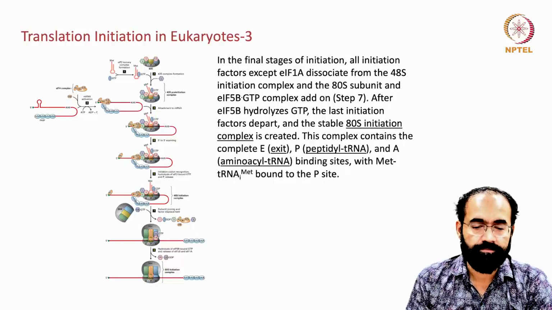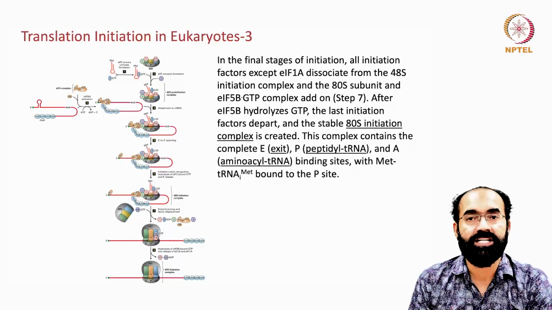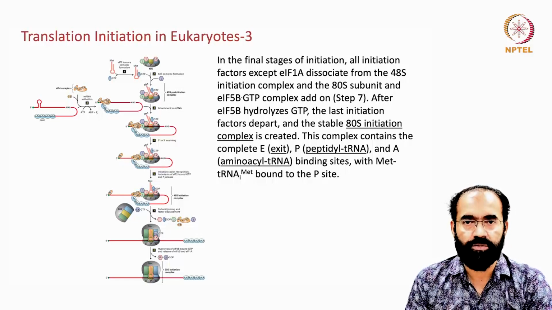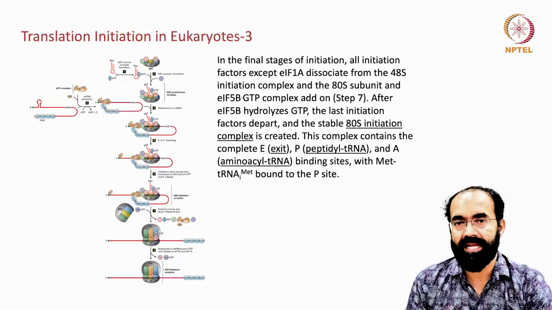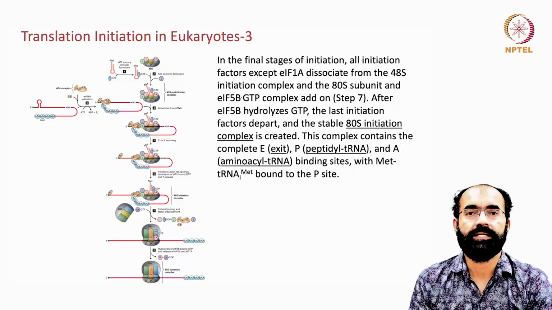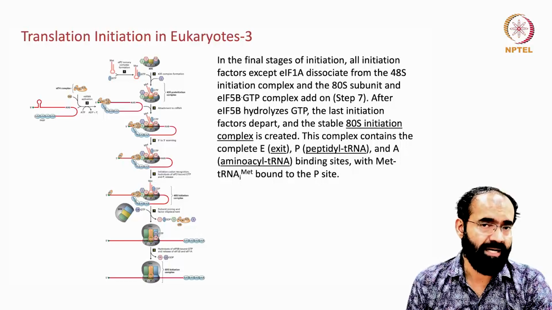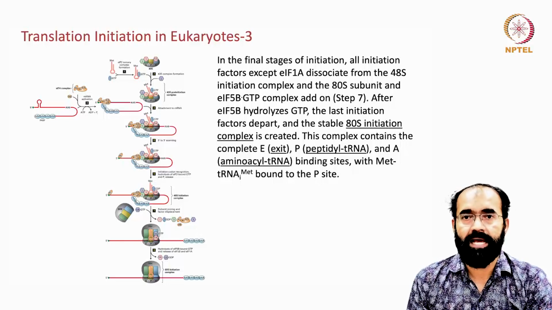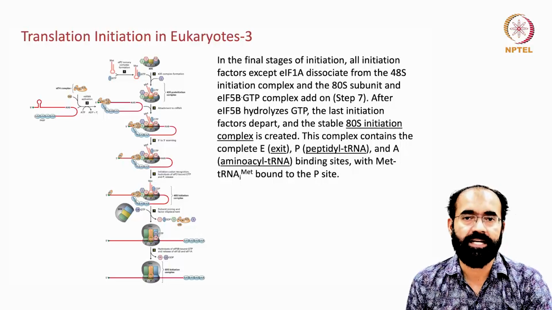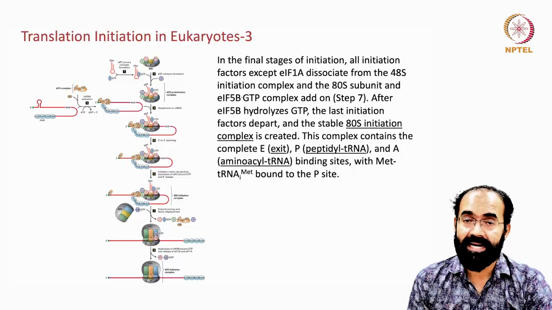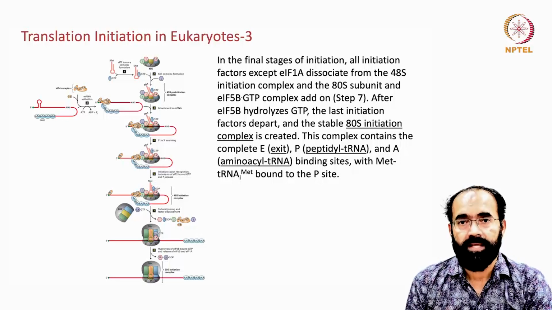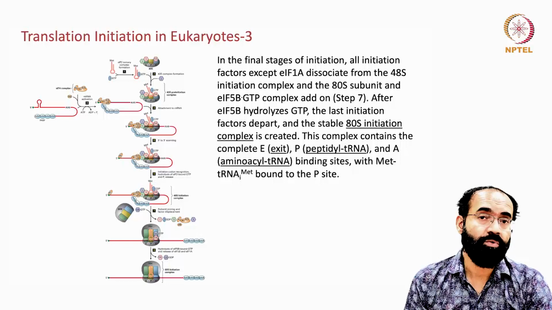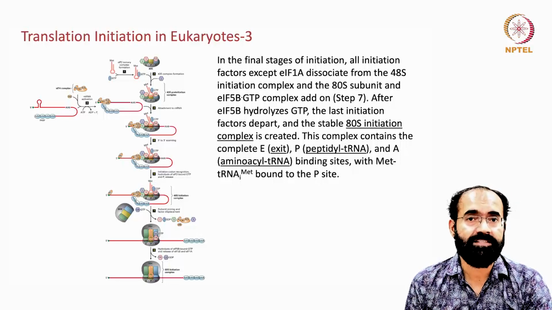What is step number 3? In the final stages of initiation, all initiation factors except eIF1A dissociate. This means peptide bond formation will continue, because at the A site the tRNA enters and at the P site the peptide bond is being formed. So next, when a tRNA comes with, say, alanine, the first one was methionine, which occupied the P site, and the next one is alanine, and that tRNA will enter through the A site. Now you have the methionine and its tRNA in the P site.